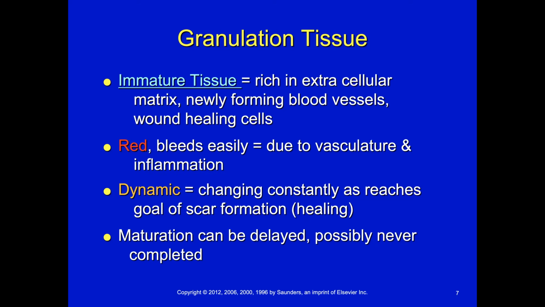It is a dynamic tissue. There are a lot of changes going on inside of it, and this is because of something called remodeling that occurs. The final goal of the healing is to develop into a scar, basically, to create scar formation. Now, the maturation process can actually be delayed sometimes and also possibly never completed.